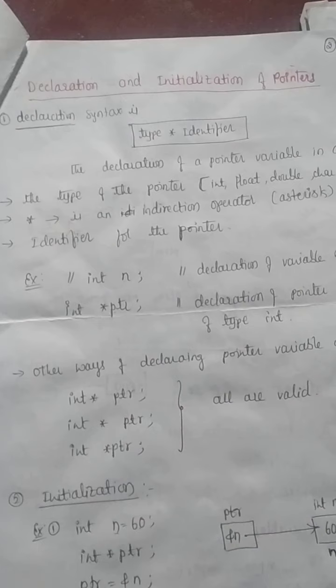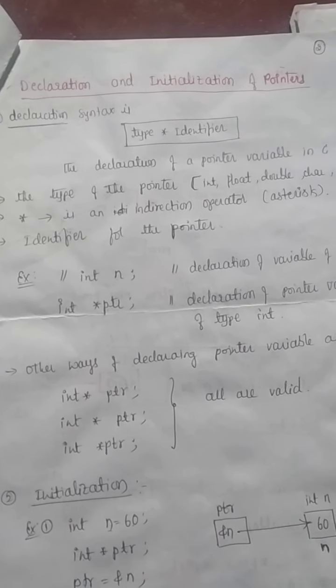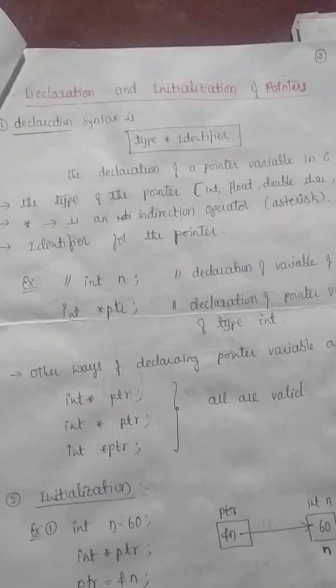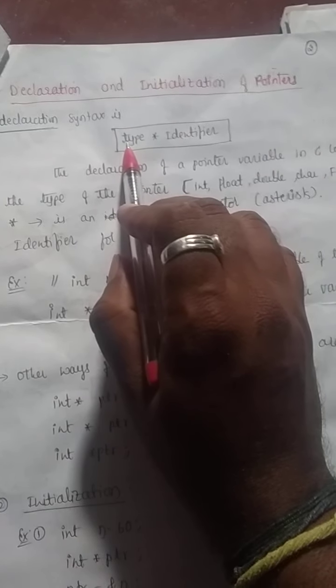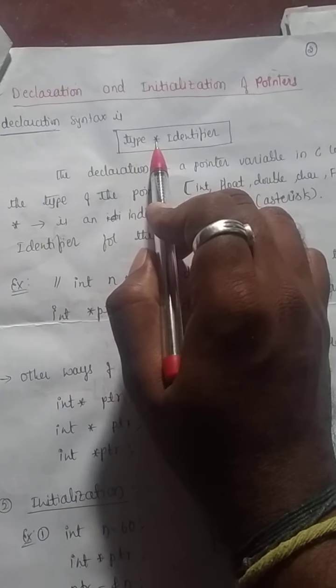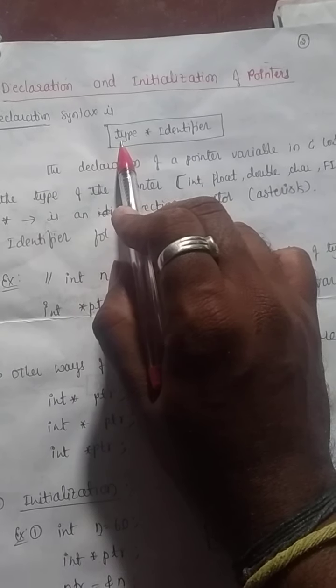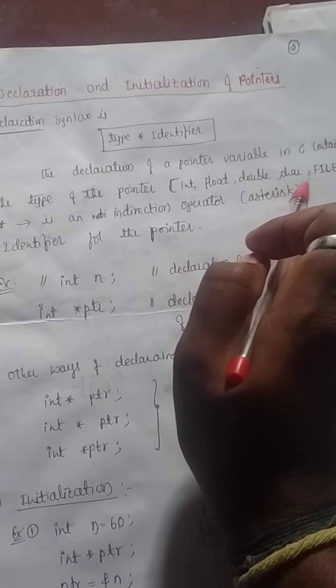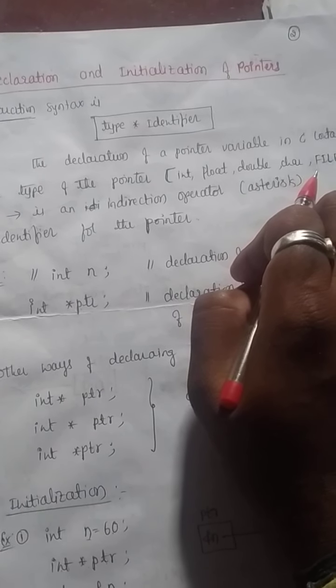Next we have declaration and initialization of pointers. How to declare the pointers in C language and how to initialize the pointers. See, declaration syntax will be like this. So it will be having data type first, then star symbol, and then one identifier. So data type can be int, float, char, double, and also type of file. So we can use file pointers.